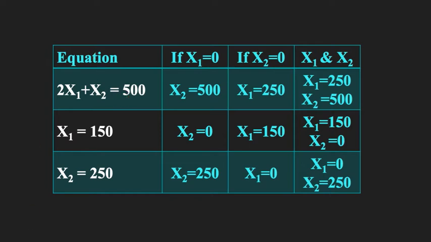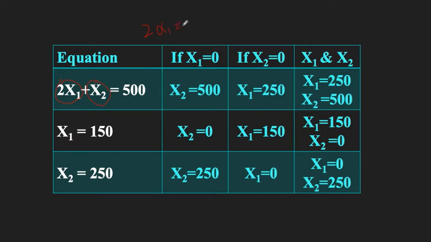Now see here, if x1 is equal to 0, now if in this equation we put this x1 as 0, this whole part will become what? It will become 0, and hence x2 will be how much? It will be 500. Now if x2 is 0, now if we put this part as 0, that time what would be there?